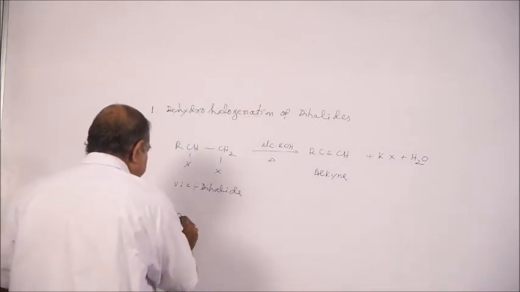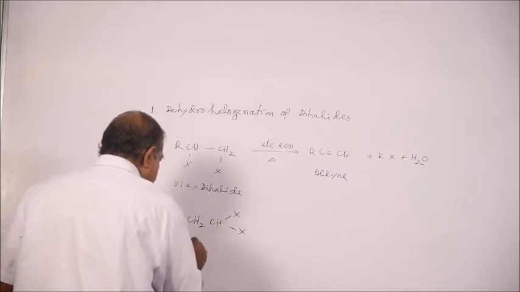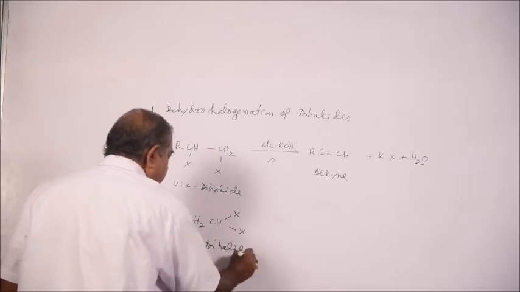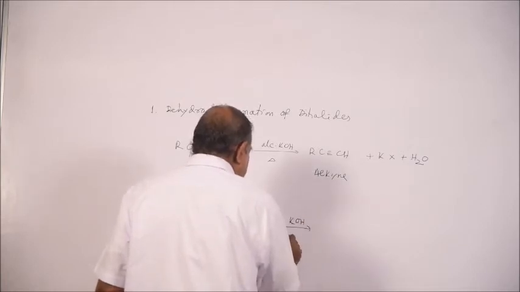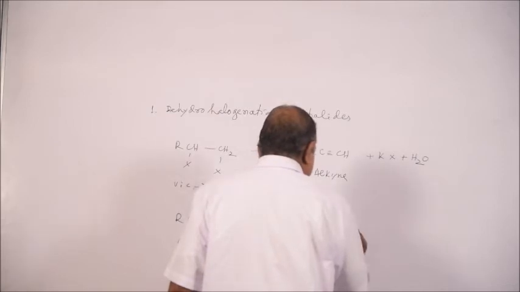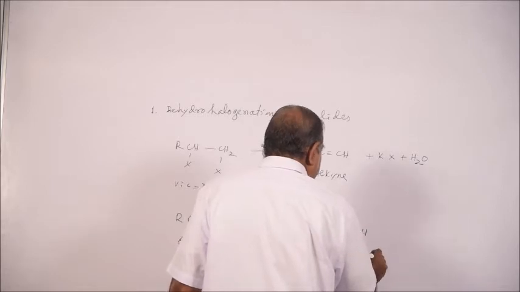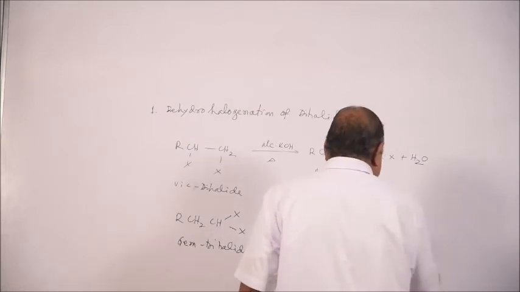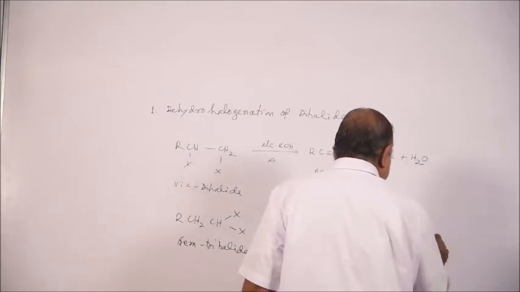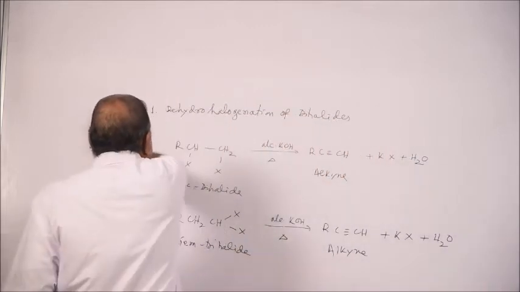Similarly, if we take a gem dihalide under the same condition, alcoholic KOH, meaning potassium hydroxide dissolved in ethyl alcohol, it will also give you the same alkyne. The hydrogen halide eliminated, which is acidic in nature, is neutralized by potassium hydroxide, which is a base, to give you salt and water. So this is another method of preparation.